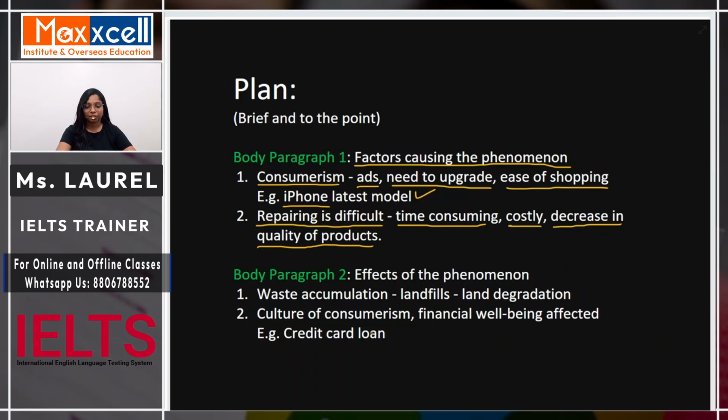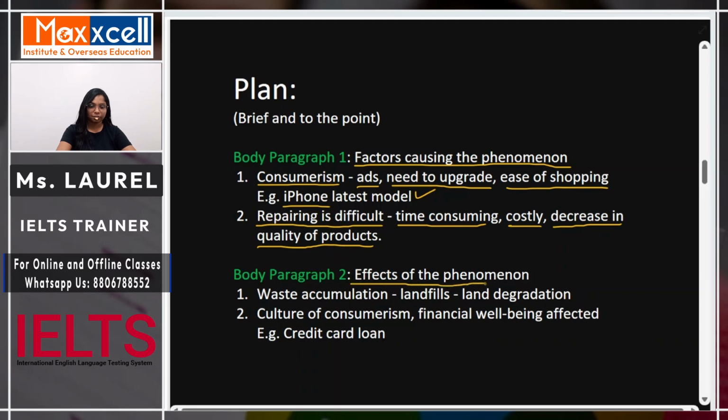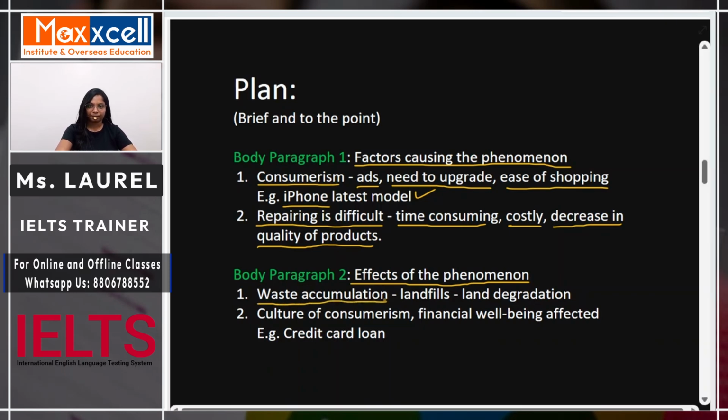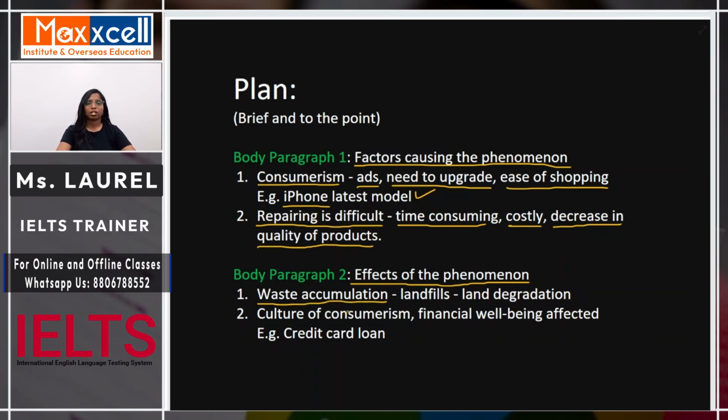Now coming to paragraph 2, we have to discuss the effects of the phenomenon of buying new stuff instead of getting something repaired. And what are the effects? First effect is obviously waste accumulation, right? Because everybody is buying new things and throwing away stuff instead of getting it repaired. Since everybody nowadays prefers to just buy new things and toss the old ones out, obviously it leads to waste accumulation.